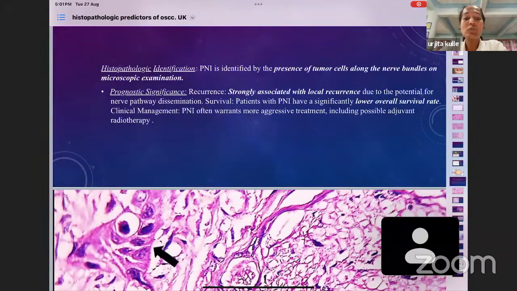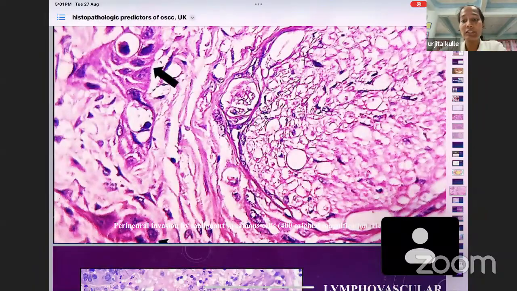So this is the microscopic slide showing perineural invasion. The lymphovascular invasion is typically seen as tumor emboli within the lymphatic spaces on histologic sections, and it is one of the strong predictors of regional lymph node metastasis and distant spread.